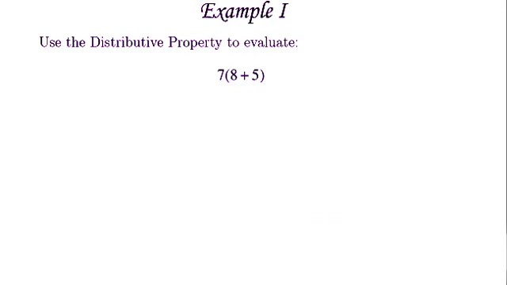The first expression that we're going to evaluate involves only numbers. We don't have any variables to work with right now. I'm going to handle this by first multiplying 7 times 8. Then I'm going to multiply the 7 times the second term, which is 5. So I'm going to do 7 times 8 plus 7 times 5.